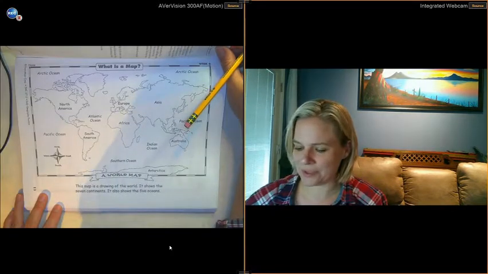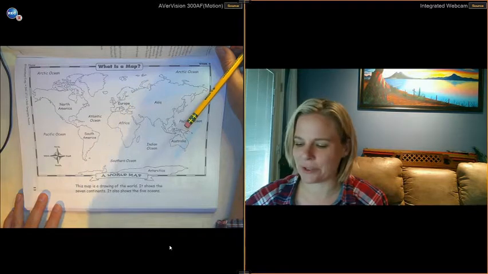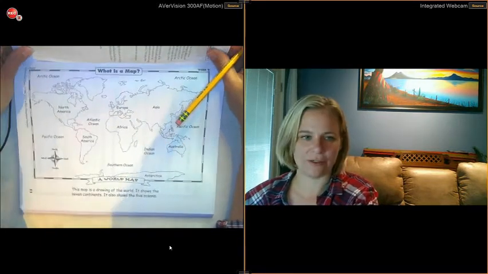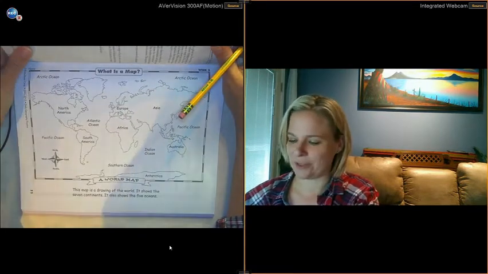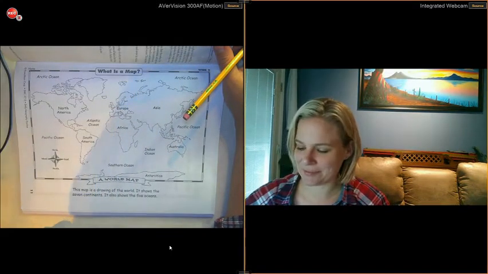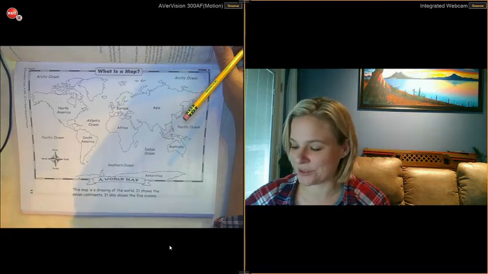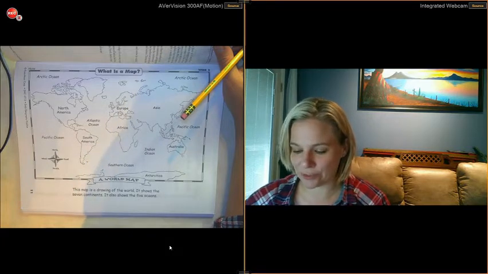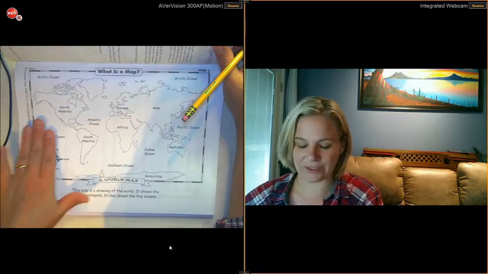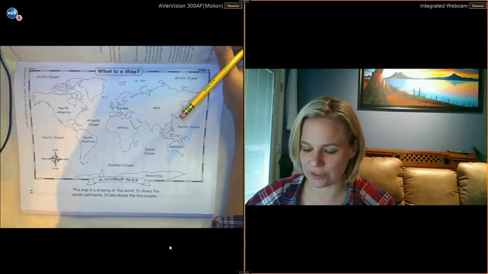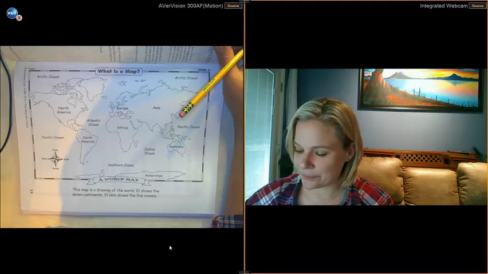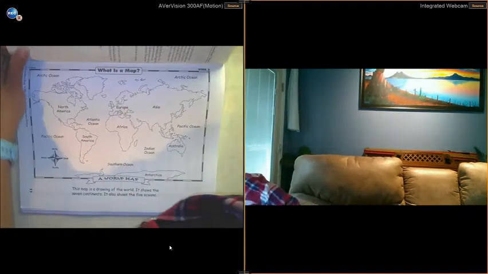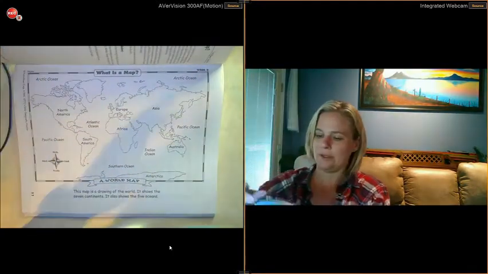And what is a map? Do you know? Last week we talked about a globe. We talked about how a globe is the shape of a ball or a sphere, and it shows where things are on the earth. So what's a map? A map is a drawing that tells where things are as well. It gets changed a little bit from the globe because when it's flattened out, things have to shift a little bit to show them.